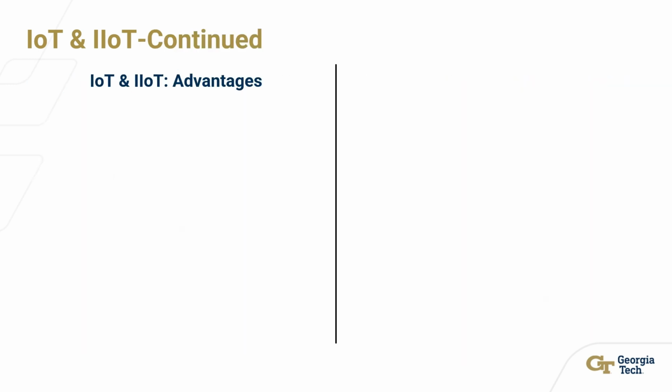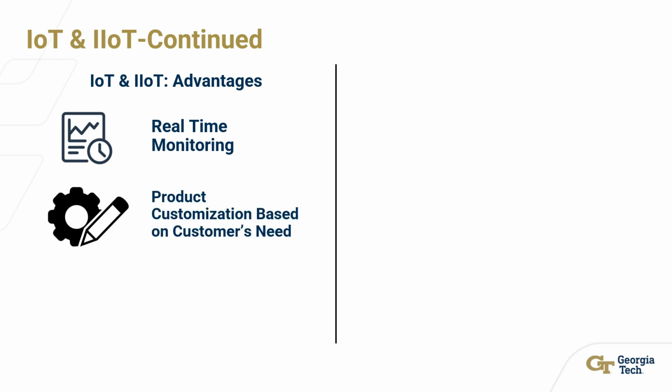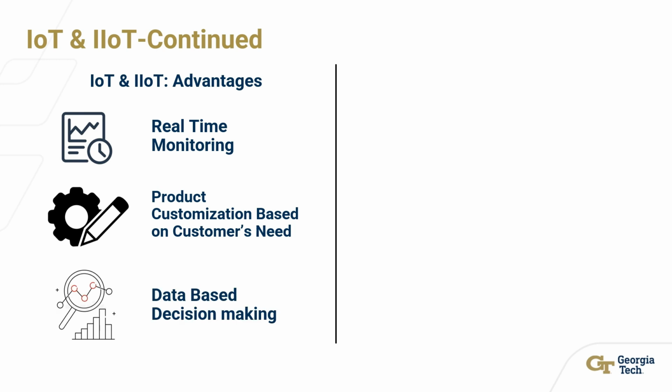The advantages of IoT and IIoT is primarily that they allow for real-time data monitoring, so that users are always aware of current conditions. This allows for product customizations as the collected data may accurately reflect the customer's needs. Another key benefit is that IoT allows for quantitative data decision making, increasing the precision of decisions.